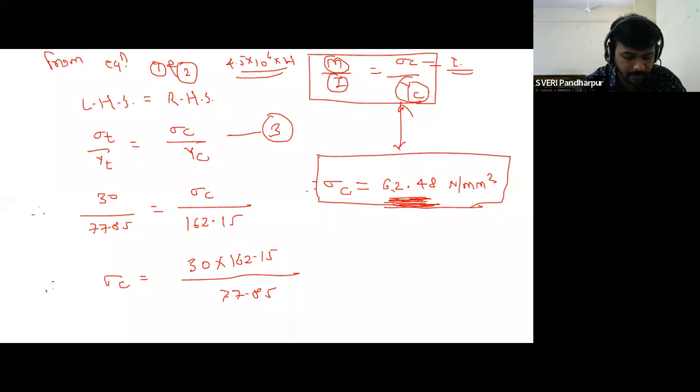Find maximum UDL value that can be supported, if capital E, that is Young's modulus, is equal to 200 gigapascal, and maximum allowable stress is 180 megapascal. Full stop.